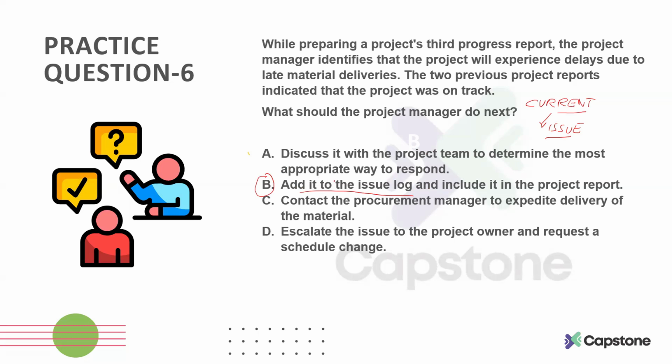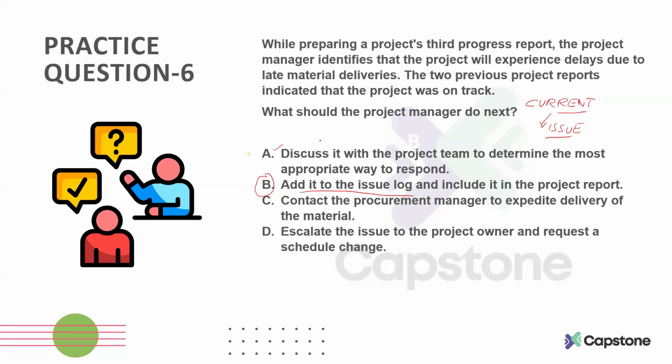After adding it to your issue log, you can move to option A, what should be the most appropriate way to respond to this issue. But the first thing you need to do is document that issue in your issue log. This is very important to remember: whenever you identify an issue, the first step should be to update your issue log, and then you can start analyzing why it has occurred and what you need to do, and keep updating your issue log.